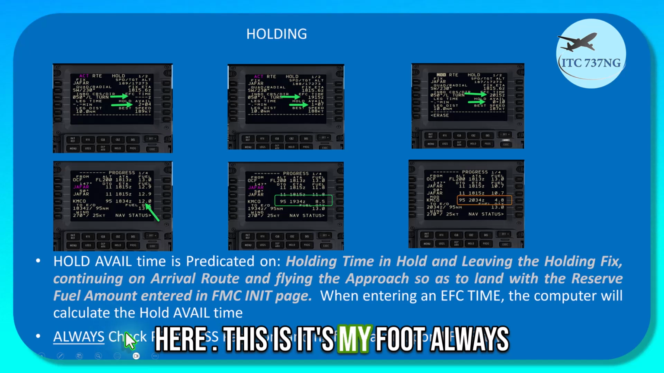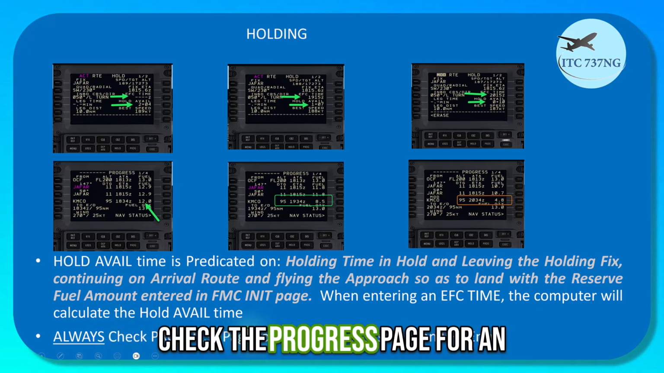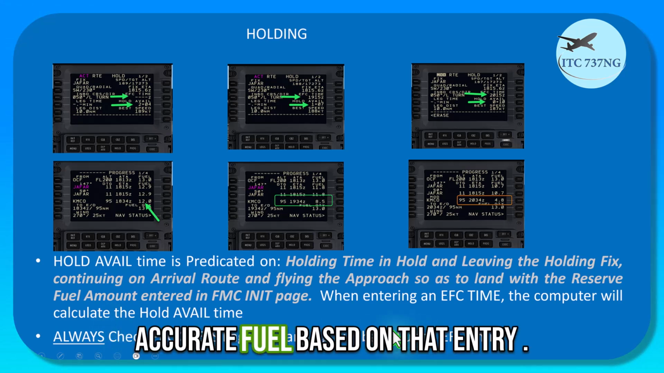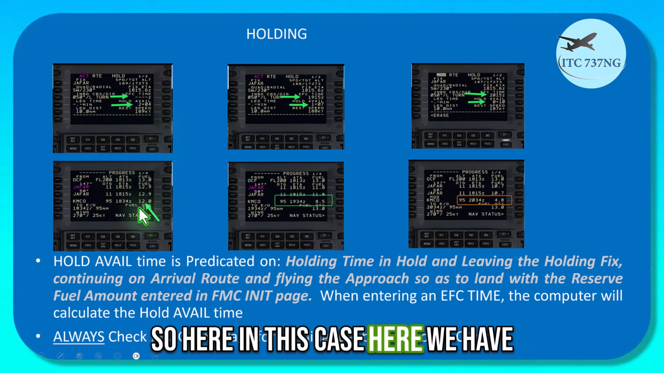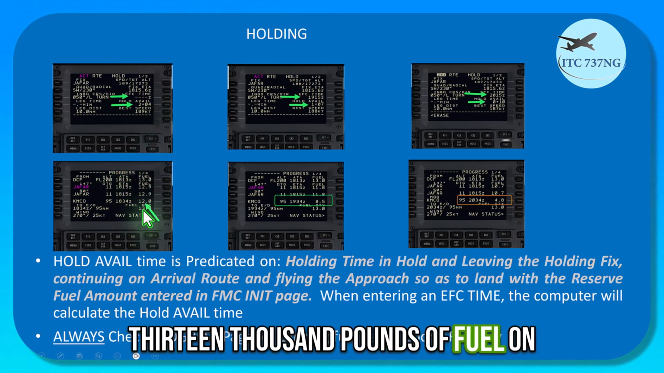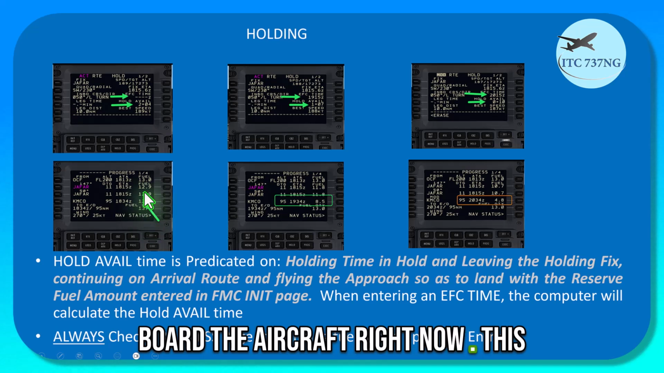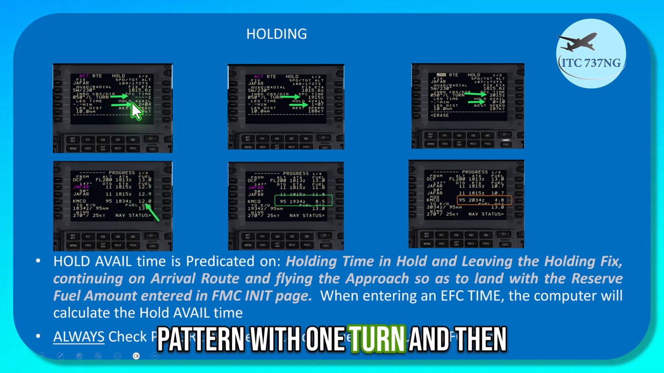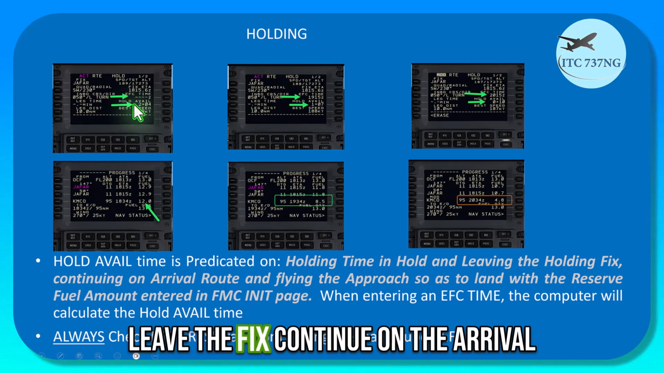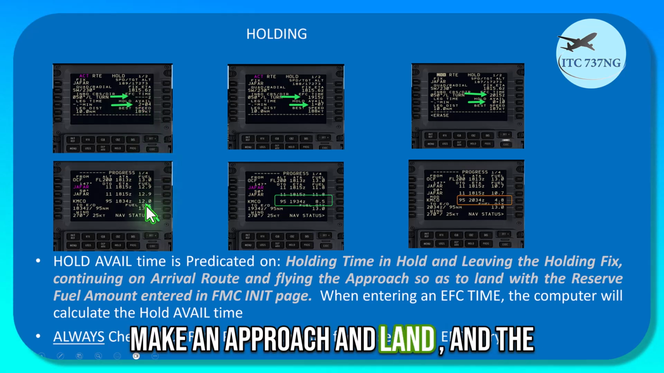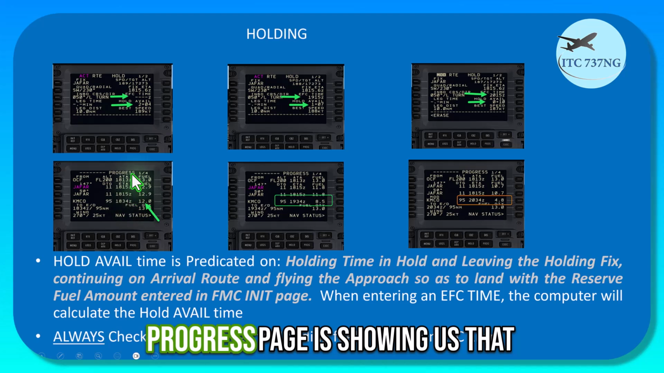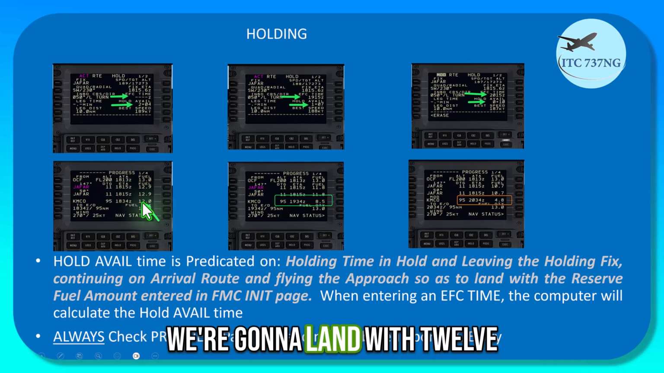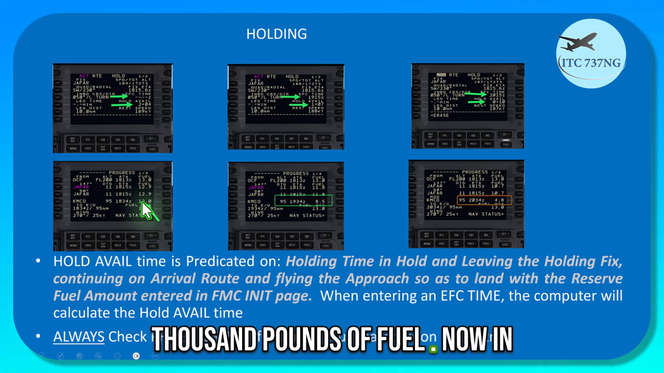This is my foot. Always check the progress page for an accurate fuel based on that entry. So here in this case, we have 13,000 pounds of fuel on board the aircraft right now. This is going to take us into the holding pattern with one turn and then leave the fix, continue on the arrival, make an approach and land. And the progress page is showing us that we're going to land with 12,000 pounds of fuel.